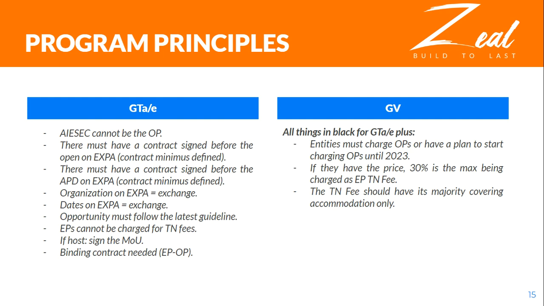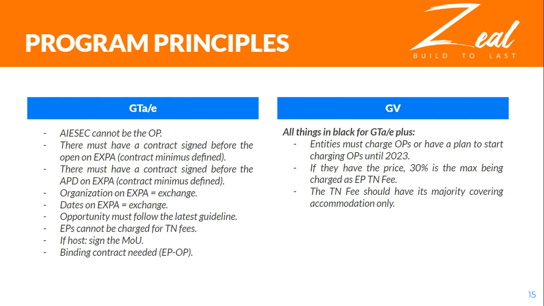And the organization that is going to host you, or the OP that's going to host this project, is the same that will happen in reality, and the dates on Expa are the same ones as in reality. Opportunity must follow the latest guideline, and EPs cannot be charged for TM fees. If hosts sign the MOU, a binding contract is needed.